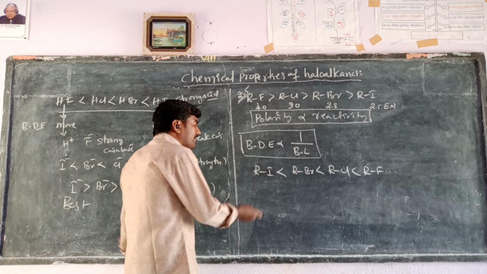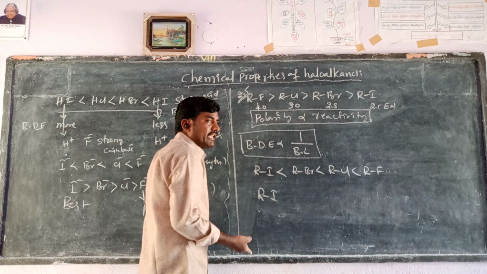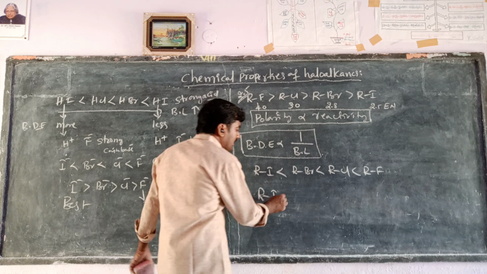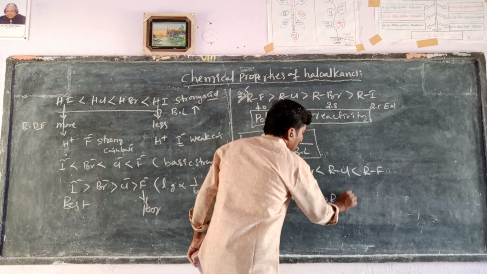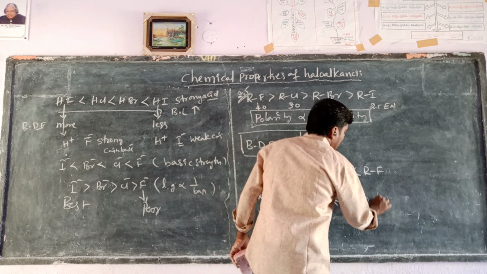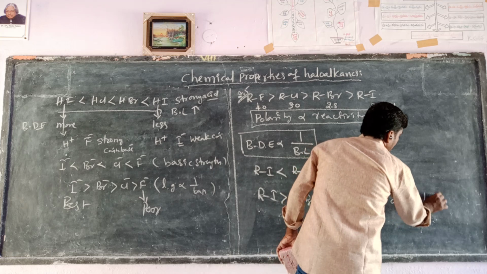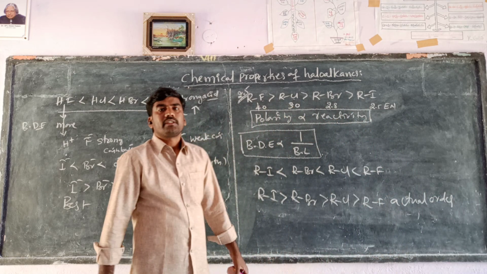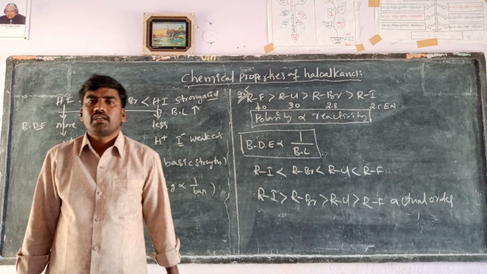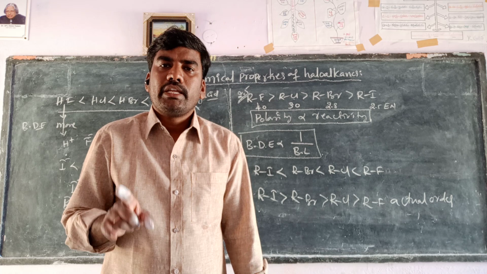So for the reactivity of these alkyl halides, R-I, you can break this bond easily, so it is highly reactive. So alkyl iodides are greater than alkyl bromides, greater than alkyl chlorides, greater than alkyl fluorides. This is the actual order of reactivity of alkyl halides. It depends on the bond dissociation enthalpy. As the bond dissociation enthalpy decreases, the chemical reactivity of that compound increases.